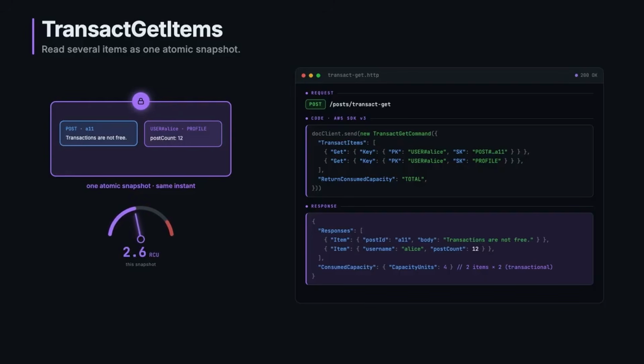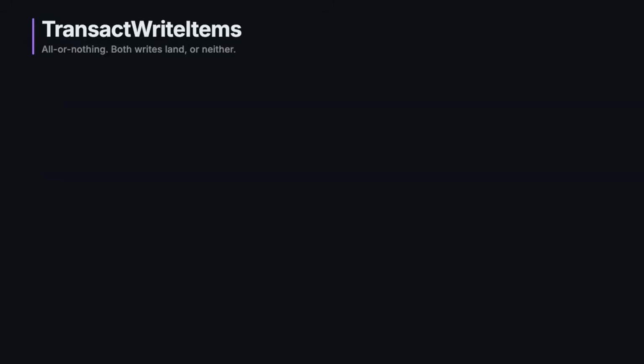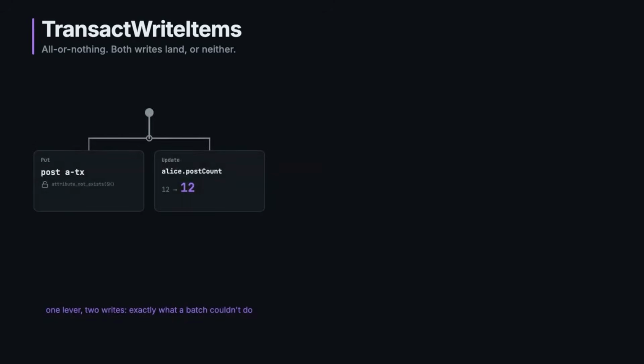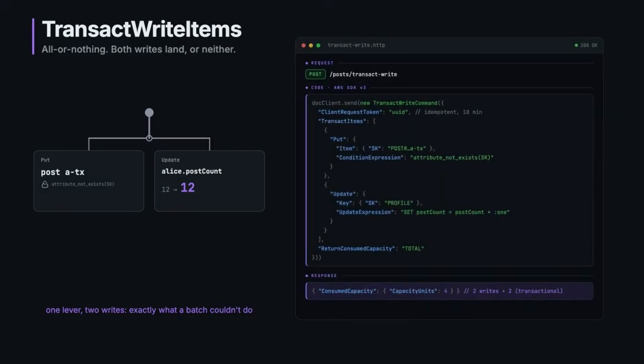That snapshot isn't free. A transactional read costs double a strongly consistent one, so reading those 2 items is 4 units, where 2 plain reads would have been 2. The write side is where transactions earn their cost, and that is TransactWriteItems. It groups up to 100 writes into one all-or-nothing change. Either every action lands or none of them do. This is the thing the patch couldn't do, creating a post and bumping Alice's post count in the same step.